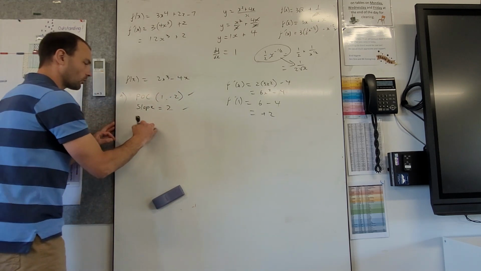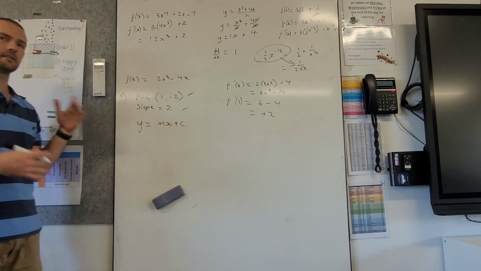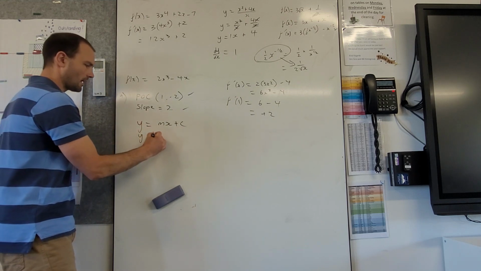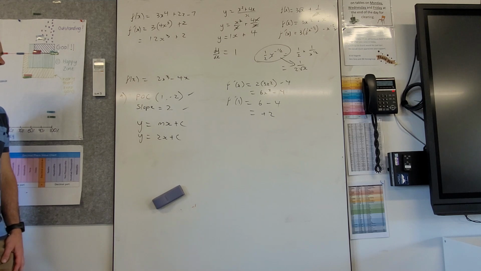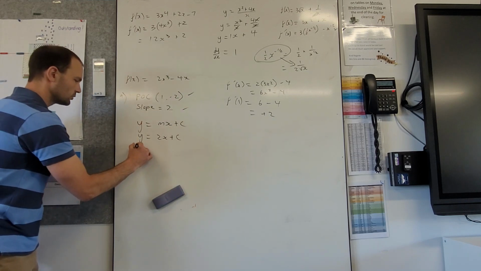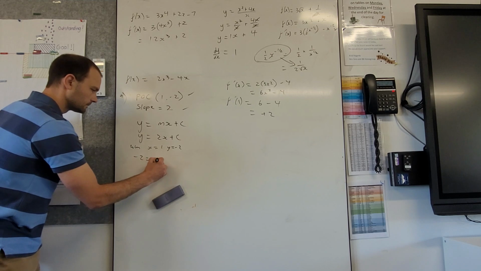Now we're finding the equation of a line. Y equals mx plus c. A tangent is a line. This line has a slope of 2. So we've got y equals 2x plus c. So that's all good, and then we put in the point of contact. We go when x is 1, y is minus 2. Plug those in.